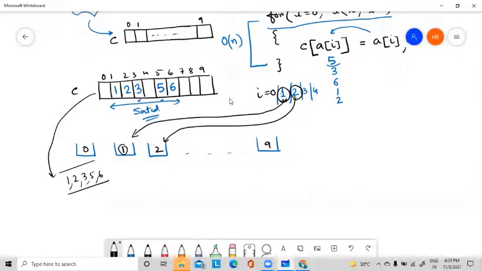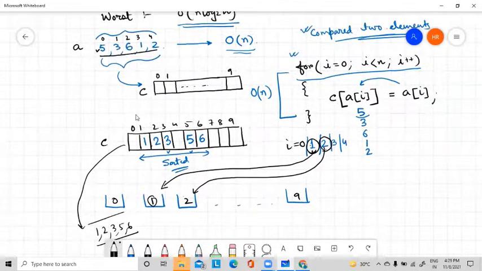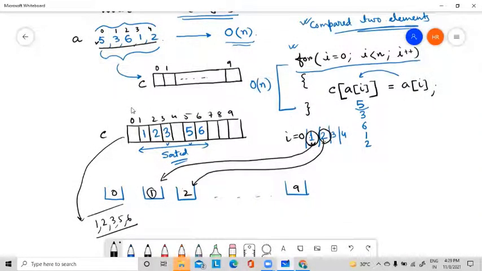It means my array initially is 5 3 6 2 1. Now it becomes 1 2 3 5 6. It is sorted. So here there is no need to compare two elements, no need to understand which one is greater than which one. You just have to run a for loop to put the elements. So even an illiterate person can perform this sorting by comparing the picture.